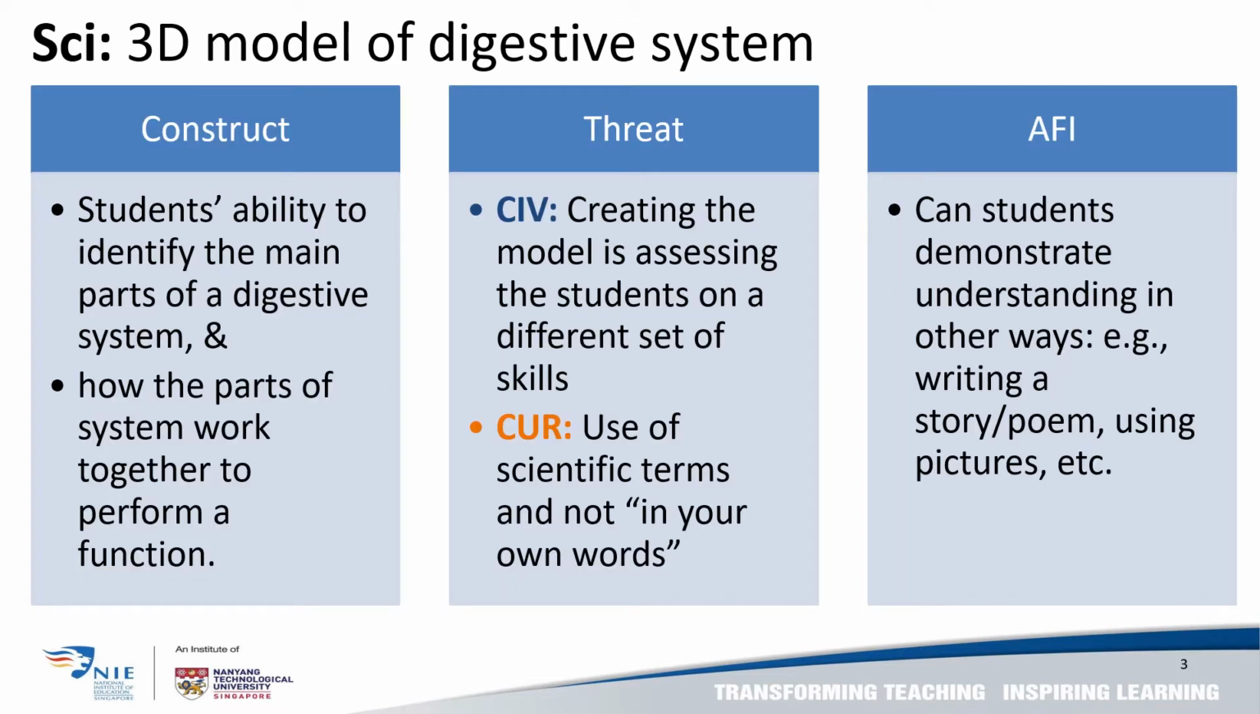In this science alternative assessment, the construct that is being assessed is students' ability to identify the main parts of a digestive system and how the parts of the system work together to perform a function. Here, there is construct irrelevant variance in getting students to create a 3D model because it assesses students on a level of understanding beyond scientific knowledge. And getting students to explain terms in their own words also is a form of construct underrepresentation because what is important is the use of precise scientific terms.